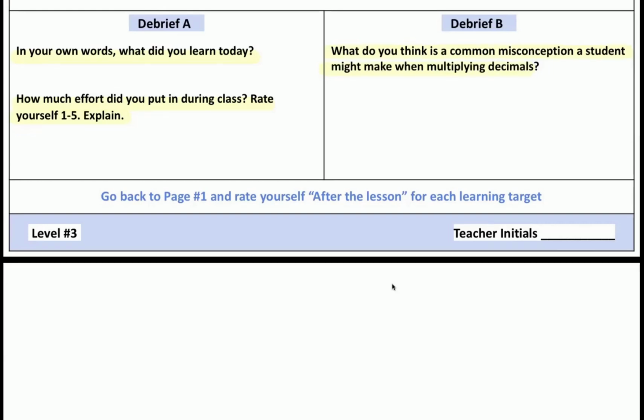Once you've fully completed all of page 6, we're going to go back to page number 1, and you're going to rate yourself after the lesson on our learning targets now that you've gotten some more practice. Once you finish page 6, rated yourself on our learning targets on page 1, check in with your teacher to get additional feedback.